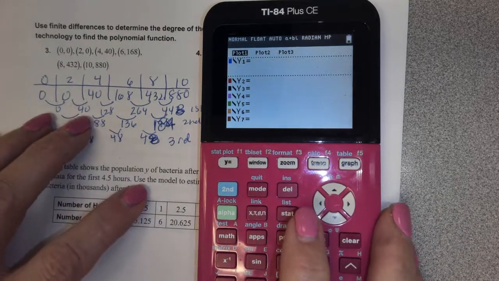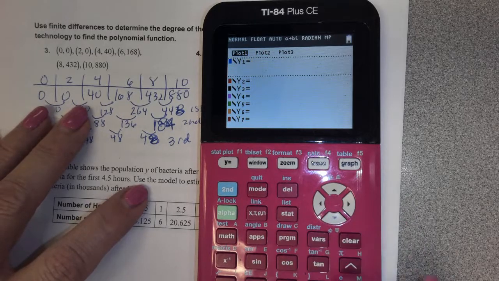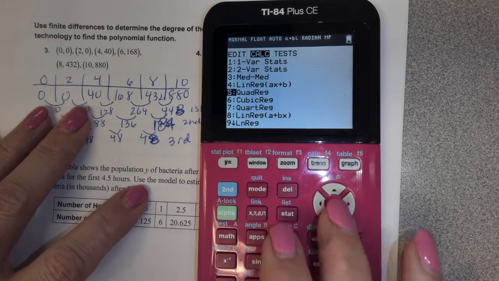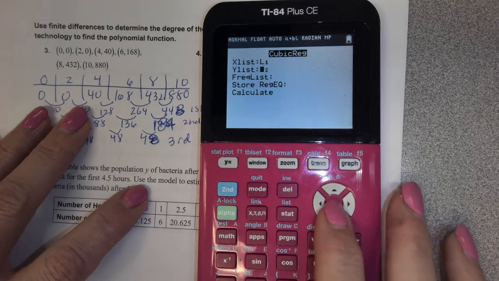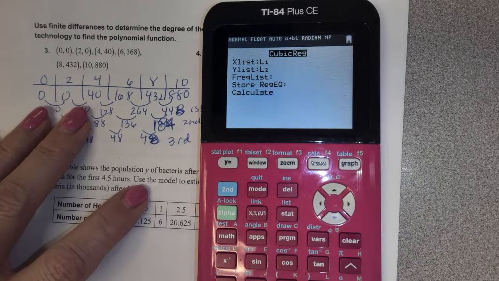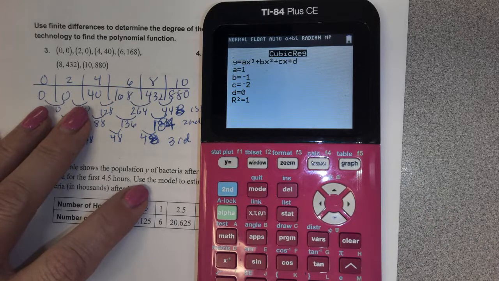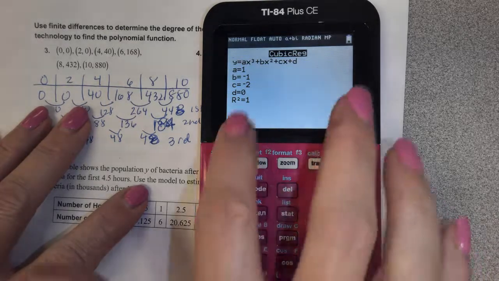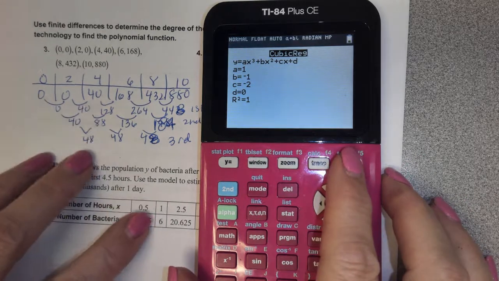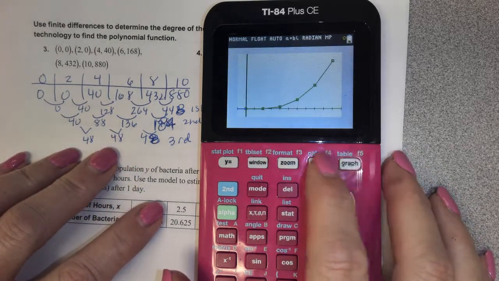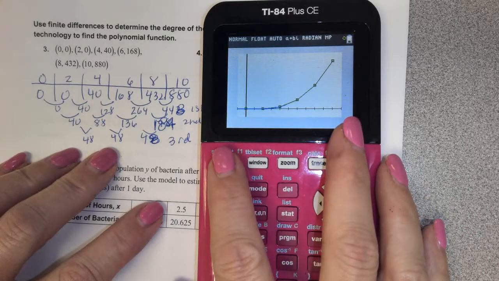Okay, so now if I want to come up with my equation then, I'm going to go to stat, calculate, and I'm going to go down to a cubic regression. And I'm going to calculate it. If I want to store it while I'm at it, I can go to vars, yvars. I'm going to store it into y1. And I'm going to calculate it. And there it is. It's a perfectly cubic function because all those third differences were the same. And so now when I hit graph, it's going to go right through it perfectly.